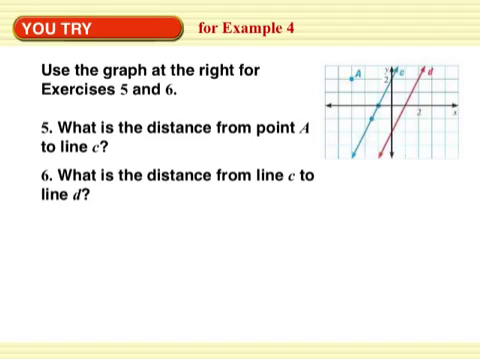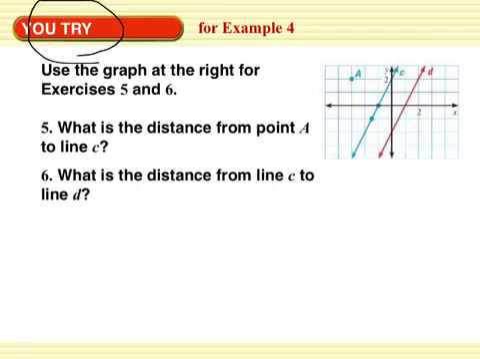All right, this is a you try, but we're going to do this together since the example that we just went through was a word problem. I want to make sure you understand it, so we're going to work through this one together. Use the graph at the right for exercises 5 and 6. We're going to do number 5 right now, so don't worry about number 6. What is the distance from point A to line C?